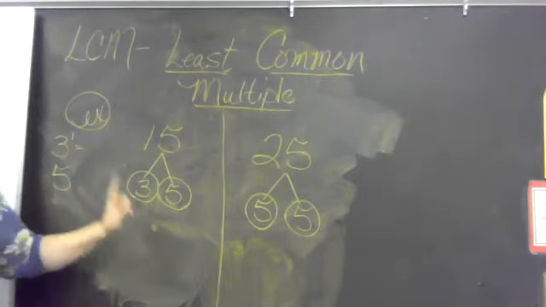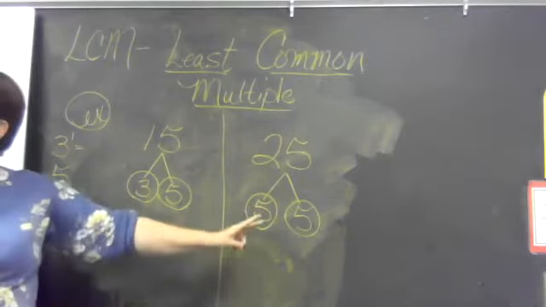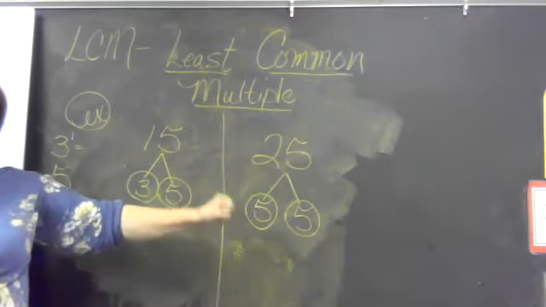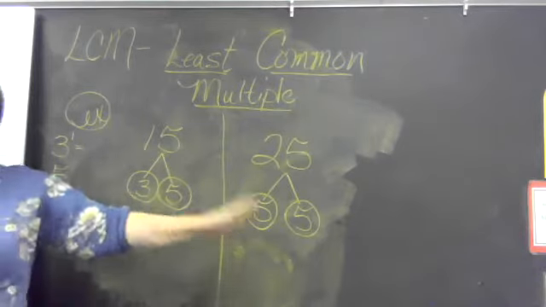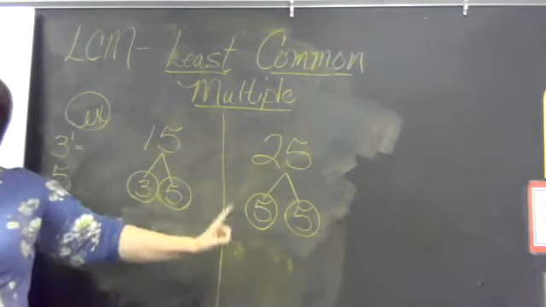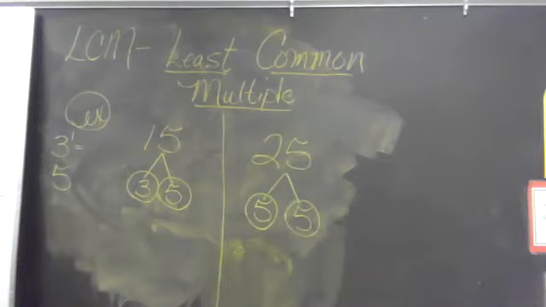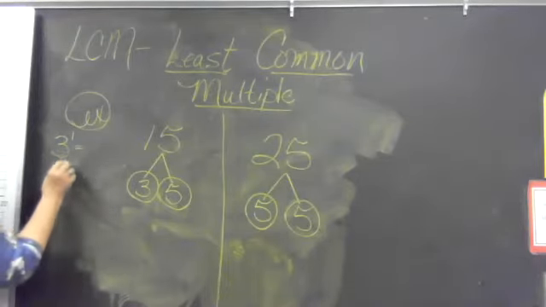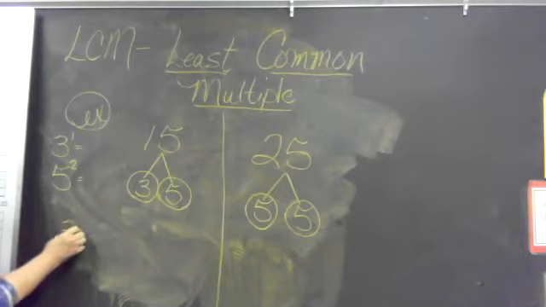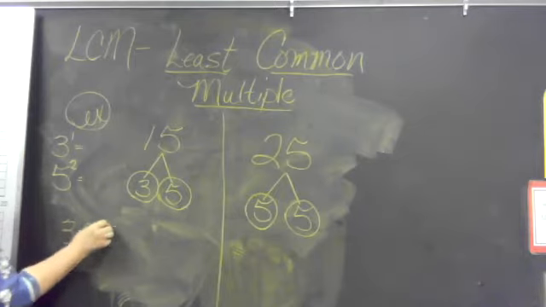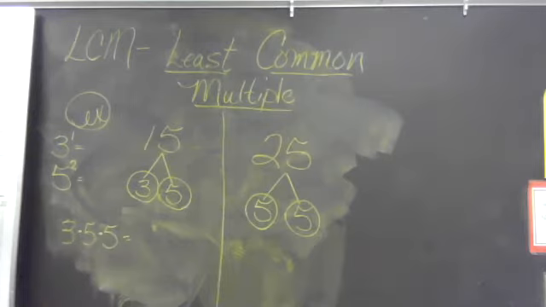5 shows up 1 time here, but 2 times here. So I want to use, no, you don't add them together. You decide which one is the most. And this one's the most, 2 times, right? So we're going to use 2 5s. If you want to, you can say, I'm going to use 1 3 and 2 5s, and I'm going to multiply them all together.